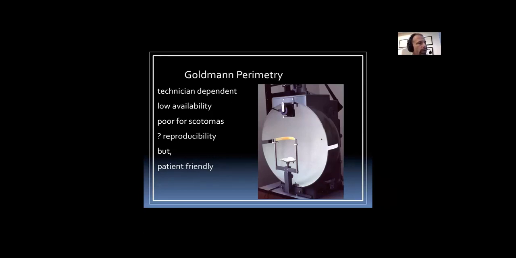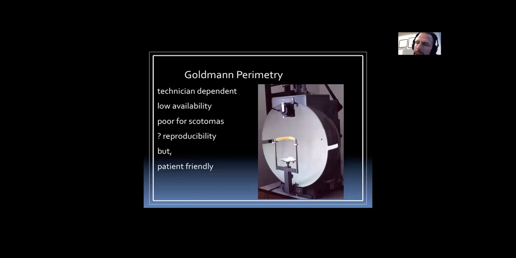That said, if you have a good technician, Goldmann perimetry certainly is valuable. It's becoming increasingly less available, at least in the United States. It's not real good for detecting scotomas, which are areas of abnormality surrounded by normality. The reproducibility is definitely going to be dependent on the technician. So in your own practice, if you have a good technician, it might be fairly reproducible. However, if you do a Goldmann field in your office and you send that to me and I repeat it on the patient, the reproducibility certainly can be a question.